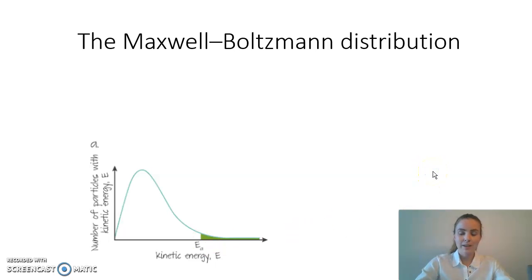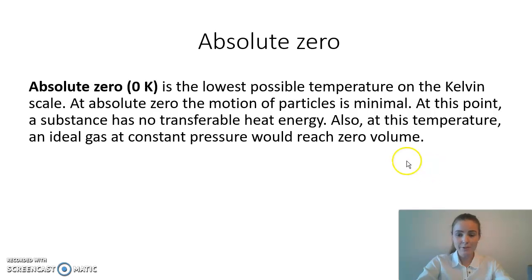We are going to look at absolute zero. You probably have heard of it before. That's the lowest possible temperature on the Kelvin scale. It's 0 Kelvin, which is the same as minus 273 degrees Celsius. At absolute zero, the motion of particles is minimal, and there is also no transferable heat energy. We know that the heat energy in a system is the same as enthalpy, the delta H.